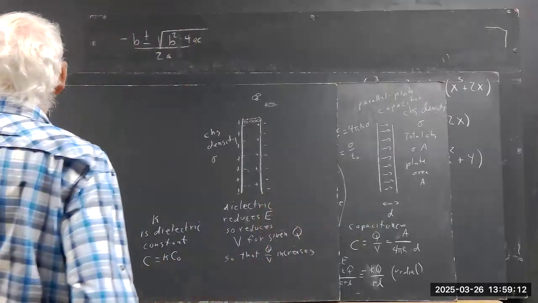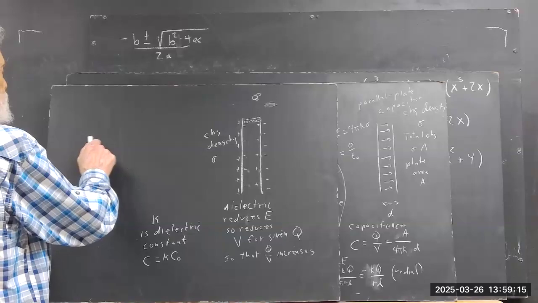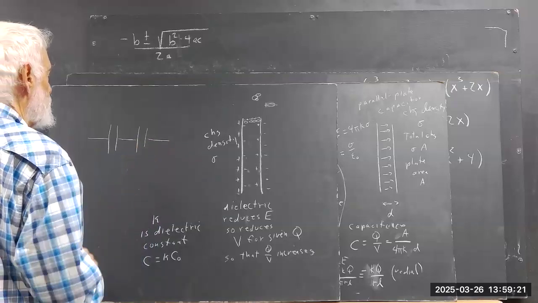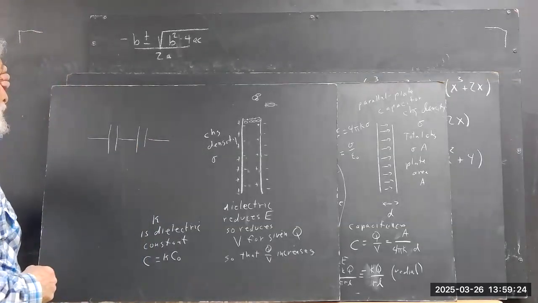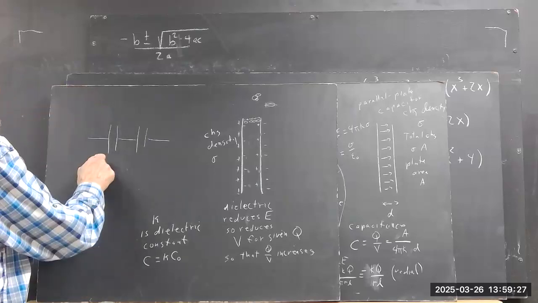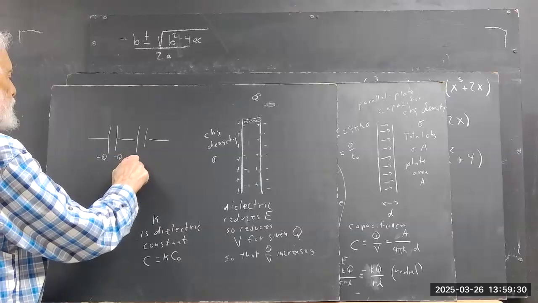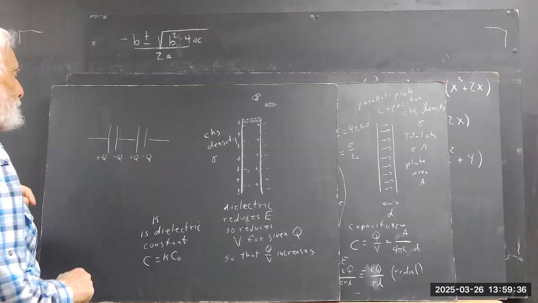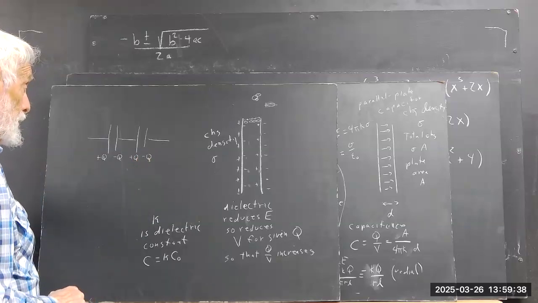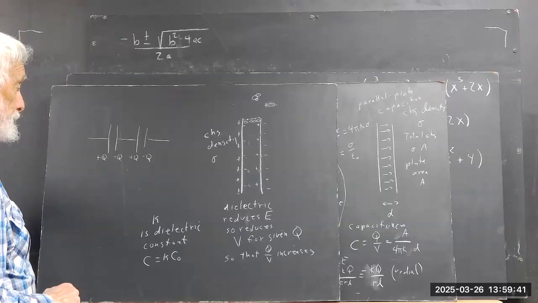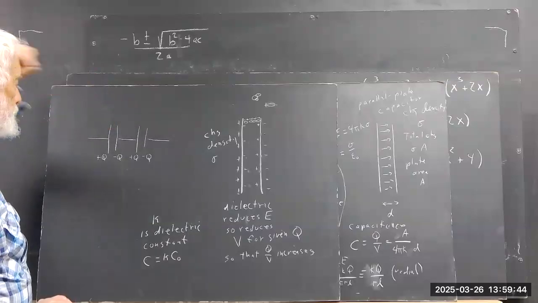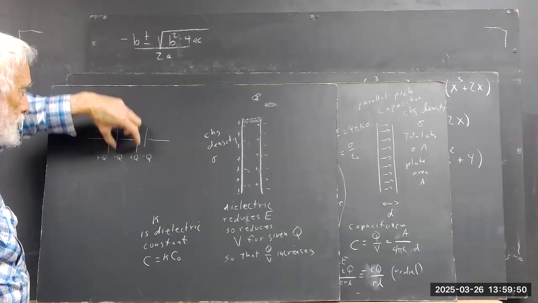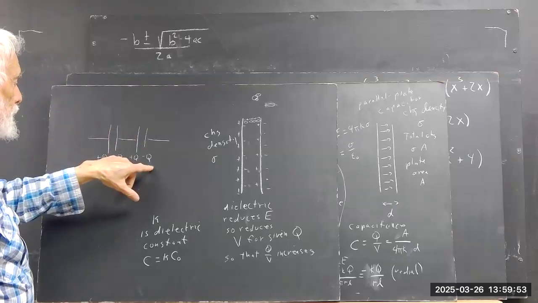I'll just say, if you've got two capacitors in series, then you'll have a charge like plus Q here, minus Q here, plus Q here, and minus Q here. This is a continuous conductor, so you can't have a net charge here. So whatever the charge is here, it's the same here.